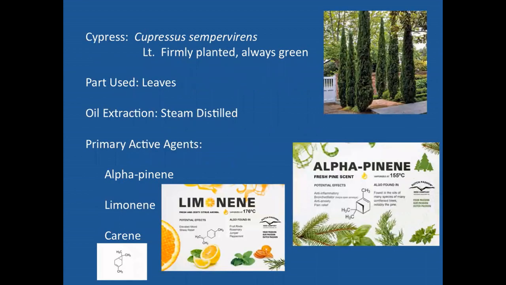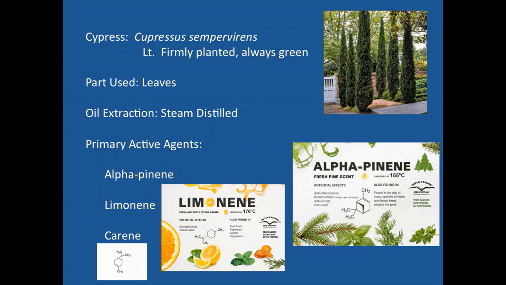Next, we'll look at Cypress, Cupressus sempervirens. It's from the Latin cupressus, firmly planted. Semper is always; semper fi is the marine code, always faithful. Sempervirens is always green, so they maintain their pigmentation, their chlorophyll, all year round. It's a typical garden variety type of planting, tall and slender, often trimmed to different appearances. The leaves are the part that's utilized through a steam distilled oil extraction process.